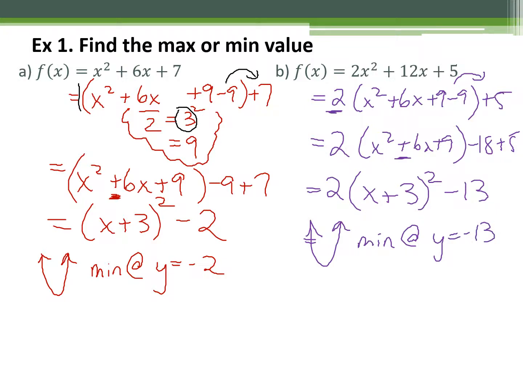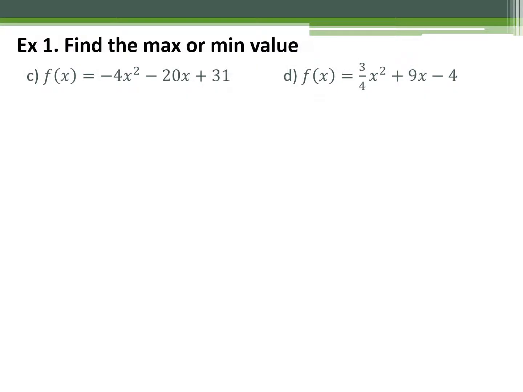Hopefully, everyone, that is review of stuff from grade 10. We're going to keep going with that, just getting a little bit harder. I have an a value, this time negative 4. Common factor out that negative 4 out of just the first two terms.